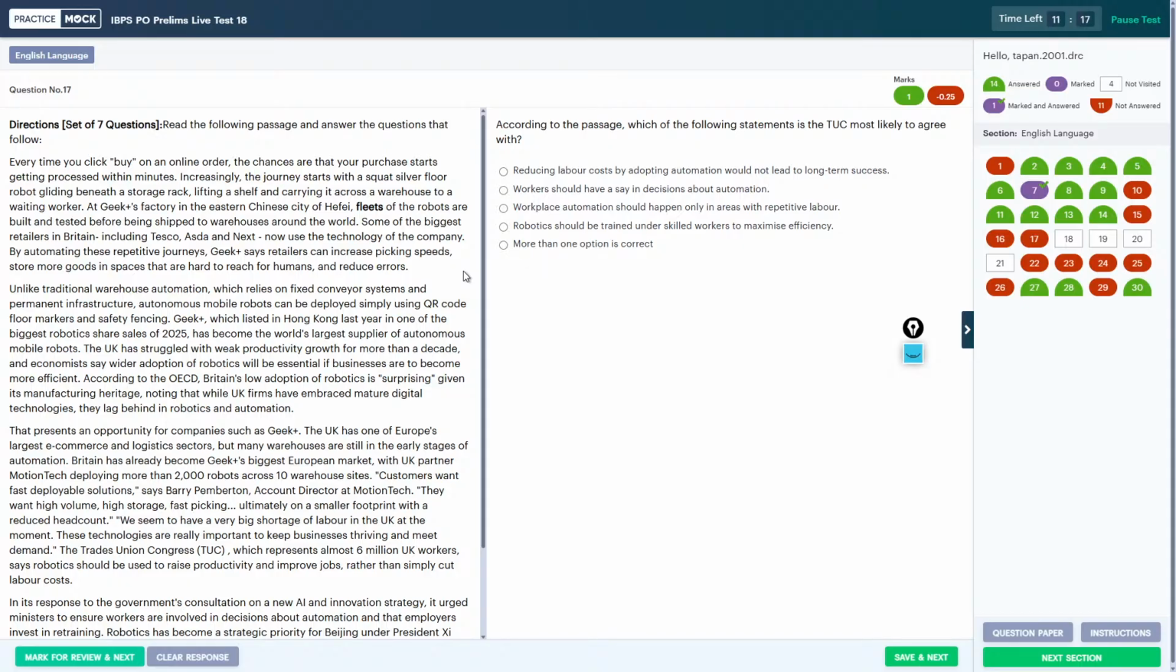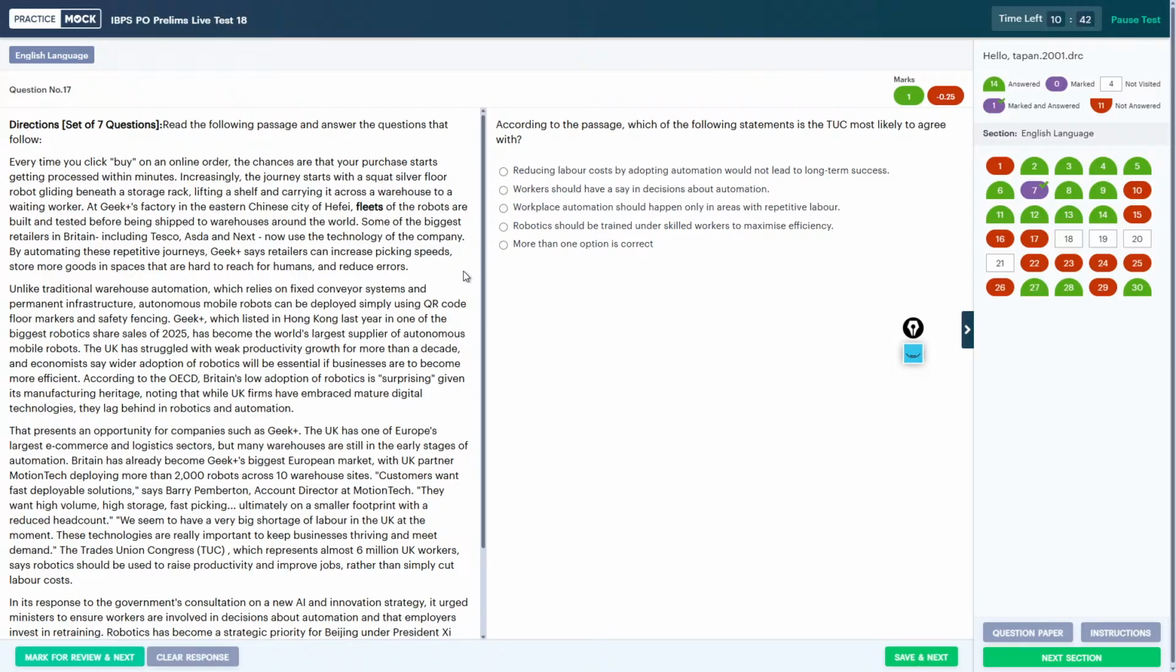The UK has struggled with weak productivity growth for more than a decade, and economists say wider adoption of robotics will be essential if businesses are to become more efficient. According to the OECD, Britain's low adoption of robotics is surprising given its manufacturing heritage, noting that while UK firms have embraced mature digital technologies, they lag behind in robotics and automation. That presents an opportunity for companies such as Geek Plus.